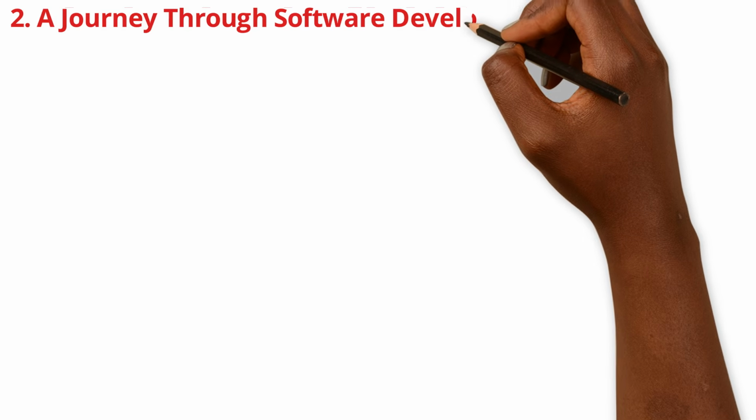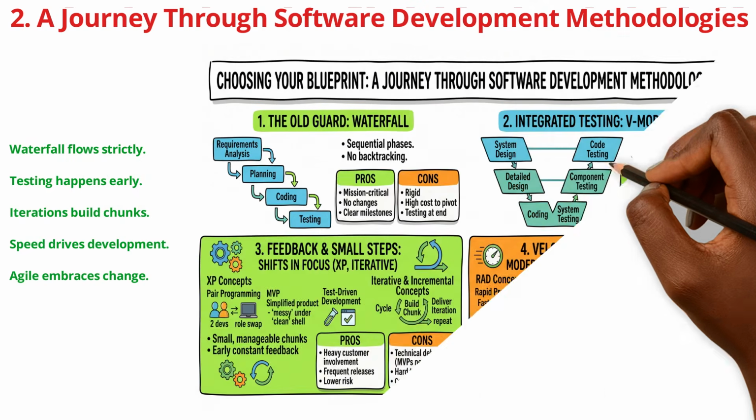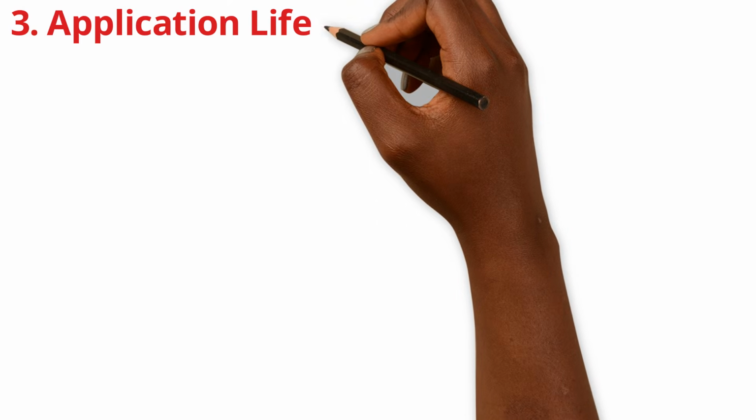We begin with the old guard waterfall, where progress flows downward in strict, sequential phases. Next, the V model bends the process to integrate quality assurance directly into the design phase. To speed things up, extreme programming and iterative methods shift the focus to building small, manageable chunks that allow for constant user feedback. Finally, modern approaches like rapid application development and Agile prioritize pure velocity, human collaboration, and adapting to change on the fly.